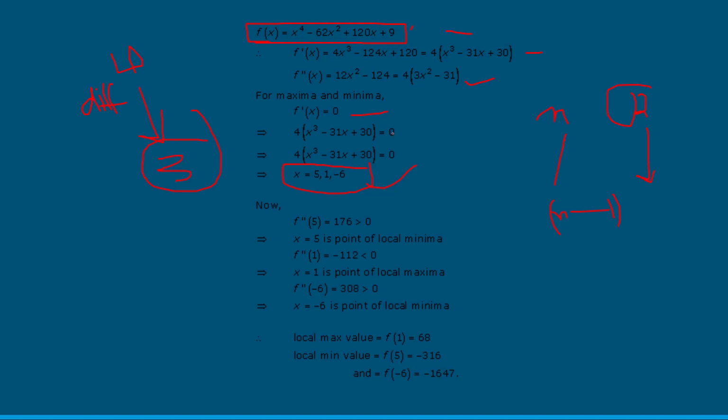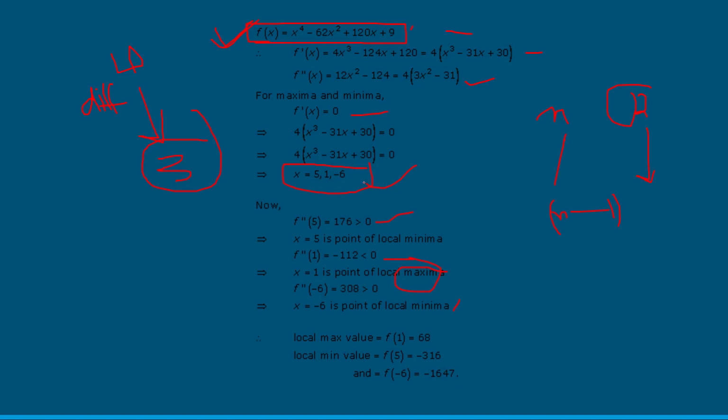So x cube minus 31x plus 30. First substituting 5, we get 176, which is greater than 0, so as said previously, it has a minimum value. In the second case, substituting 1, we get minus 112, which is less than 0, so it has a maximum value. Substituting minus 6, we get plus 308, which is greater than 0, so we get a minimum value. So for this equation f of x, we have two minimum values and one maximum value.